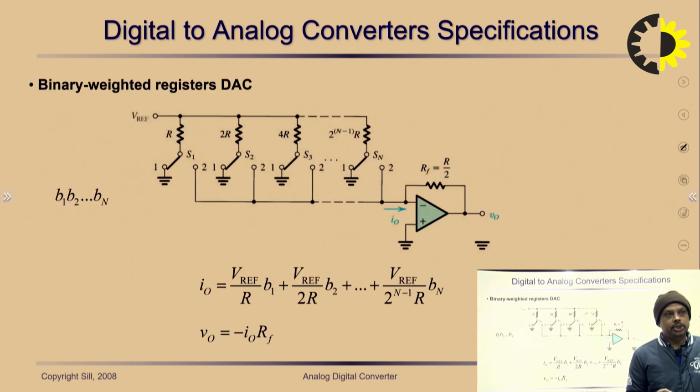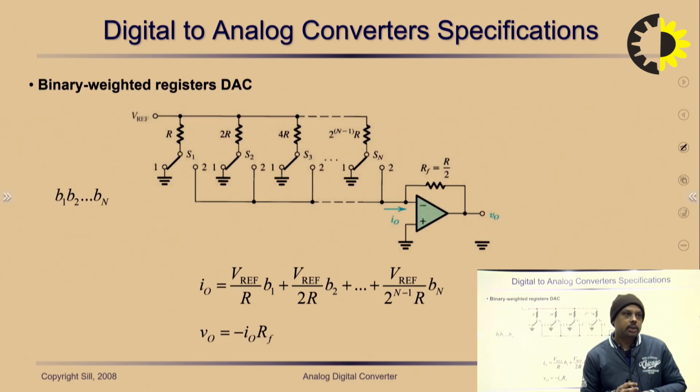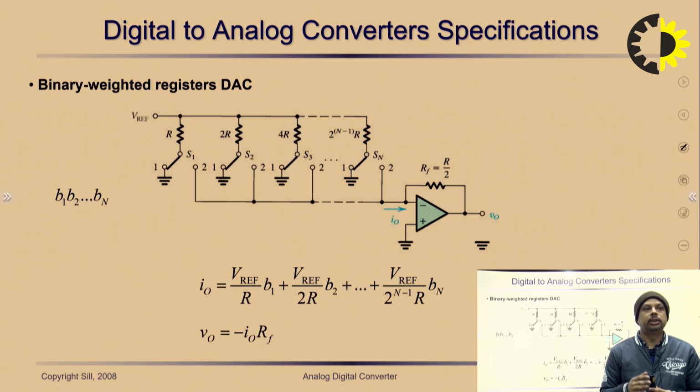So how does a digital to analog converter work? There are basically two types of digital to analog converters: binary weighted resistor digital to analog converter and R to 2R ladder converter.